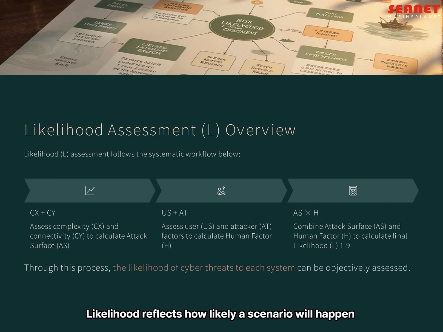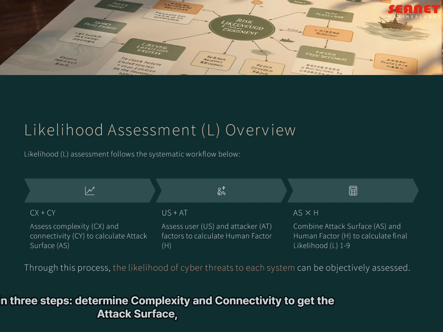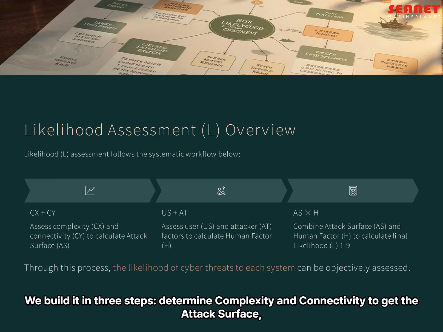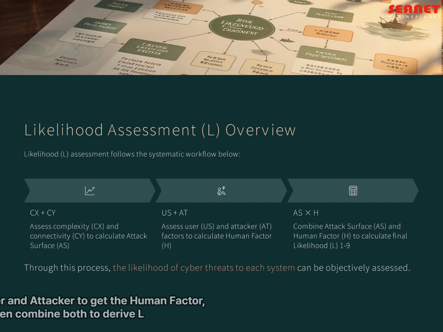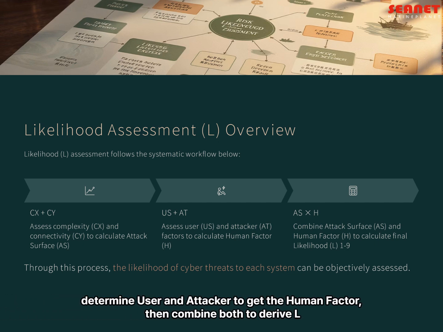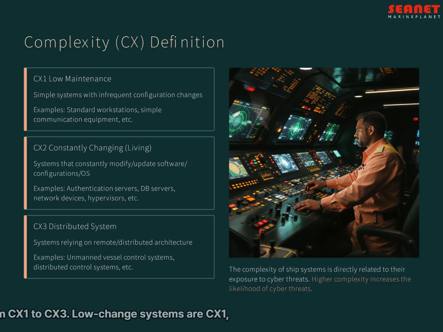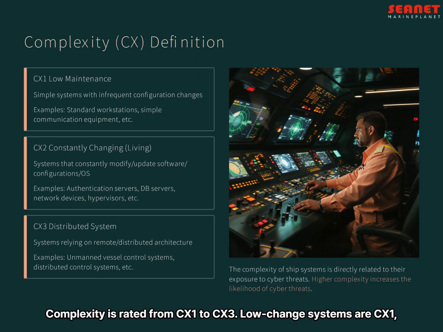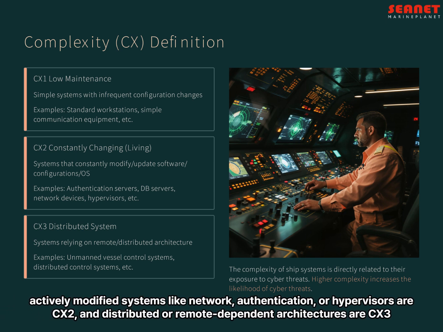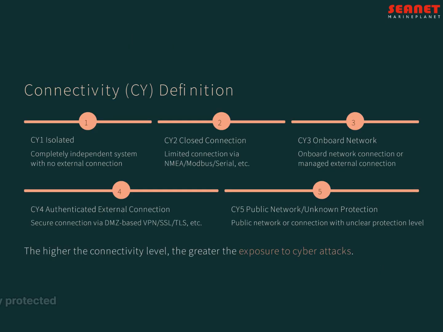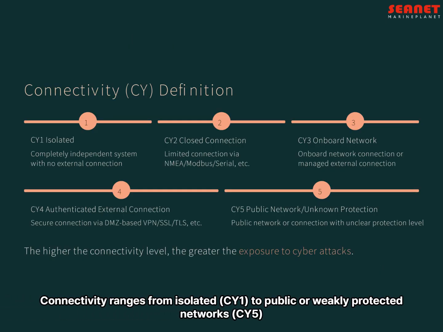Likelihood reflects how likely a scenario will happen. We build it in 3 steps: determine complexity and connectivity to get the attack surface, determine user and attacker to get the human factor, then combine both to derive L. Complexity is rated from CX1 to CX3. Low-change systems are CX1, actively modified systems like network, authentication, or hypervisors are CX2, and distributed or remote-dependent architectures are CX3. Connectivity ranges from isolated CY1 to public or weakly protected networks CY5.